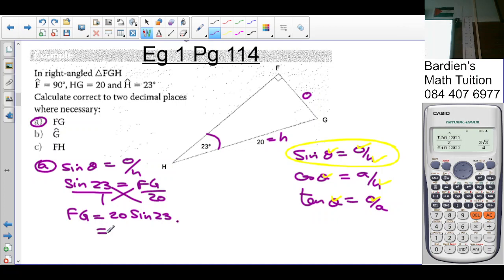So what do I do with that? Punch that in the calculator. So we have 20 sine 23. Let's see what we get. 7,81. Are you all okay with that, people? Who's confused? Okay. So that will be 7,81. Now put this in the diagram.